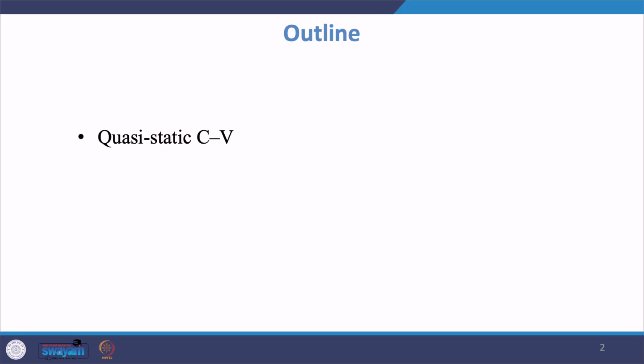We will now look into what is known as quasi-static CV characteristics. We will look into the quasi-static CV region and we will see how it works out. There are two types of modeling techniques available, be it cryogenic or at room temperature, and there are two types: quasi-static capacitance versus voltage characteristics, and non-quasi-static capacitance versus voltage characterization.